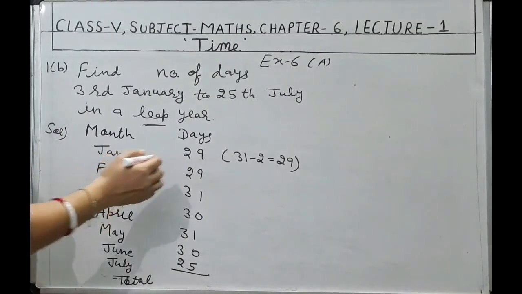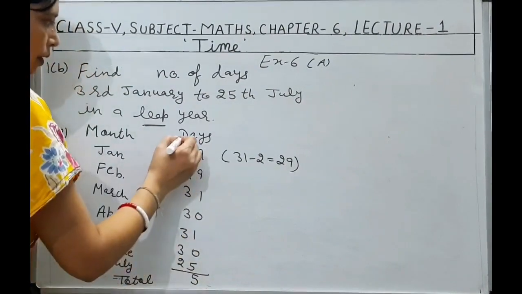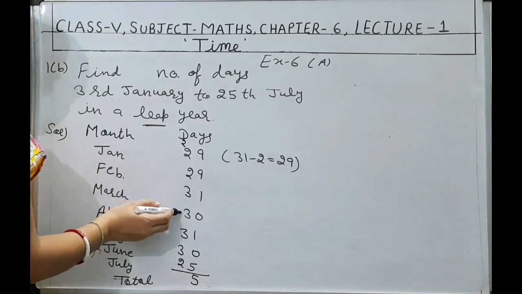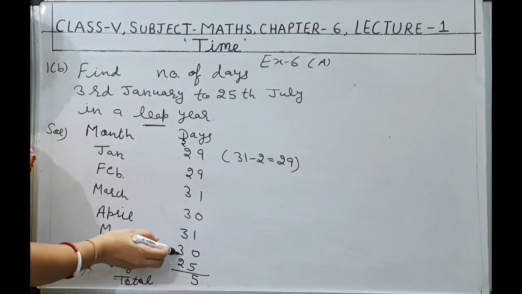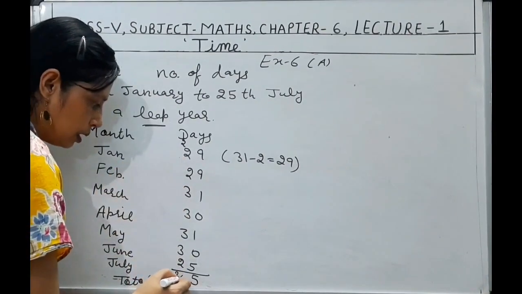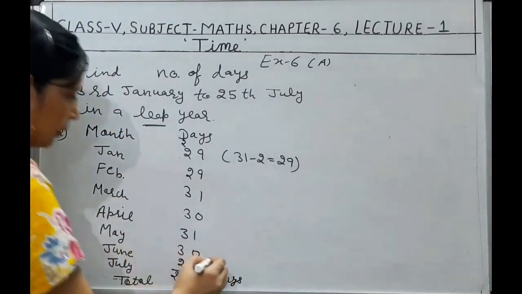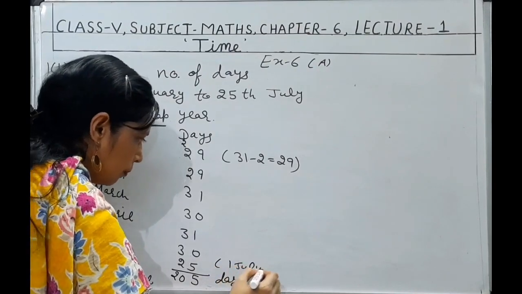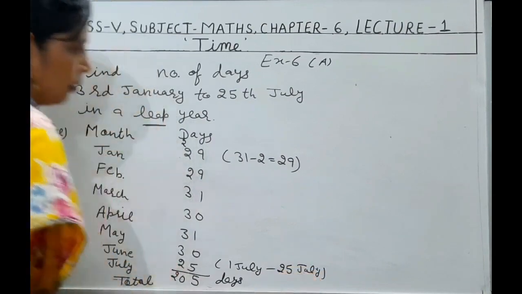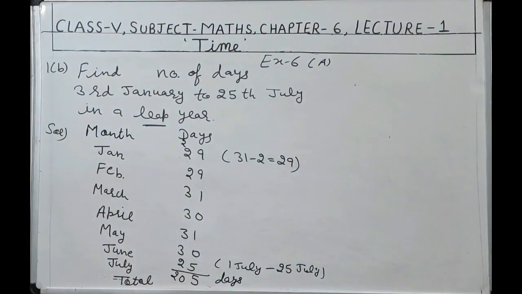Now the total we will find out. 9 plus 9, 18, plus 1, 19, plus 1, 20, 20 plus 5, 25. 2 to carry. 2 plus 2, 4, 4 plus 3, 7, 7 plus 3, 10, 10 plus 3, 13, 13 plus 3, 16, 16 plus 2, 18, 18 plus 2, 20. So there are 205 days from 1st July to 25th July. Okay, so there are 205 days.